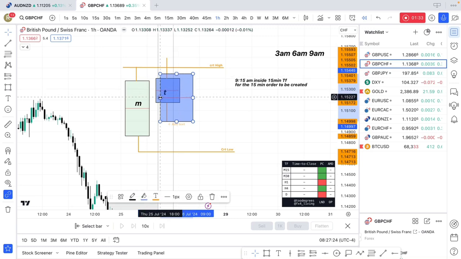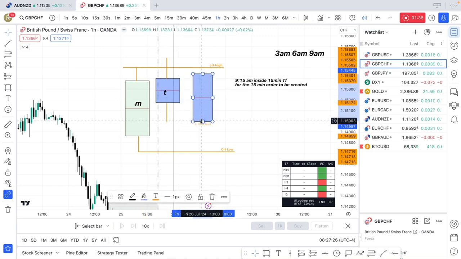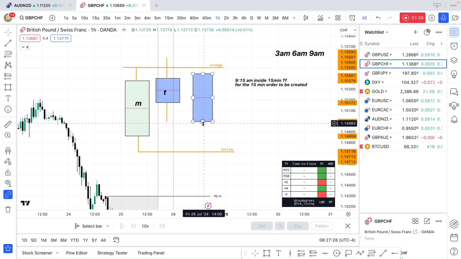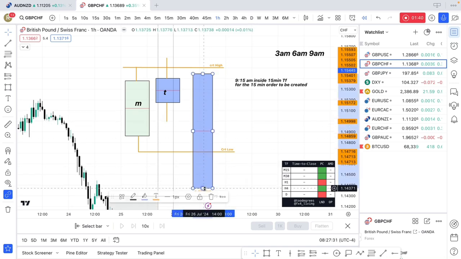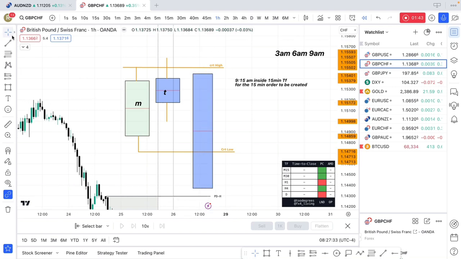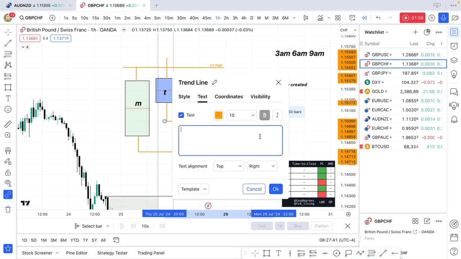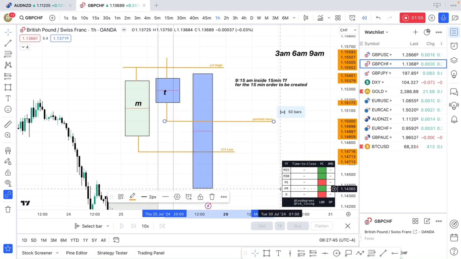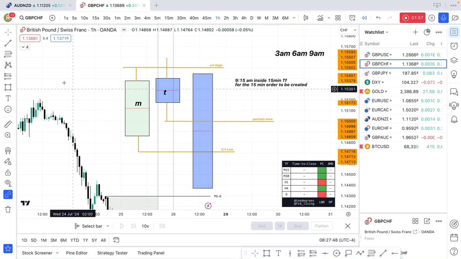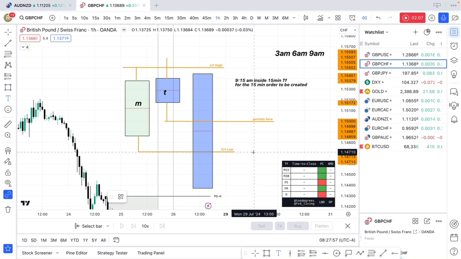So the next block will be like this. Whenever it happens this way, the next candle is going to distribute from here. So you are going to use this side as your take profit. You take your partials here at this particular time, and then your take profit will be here.